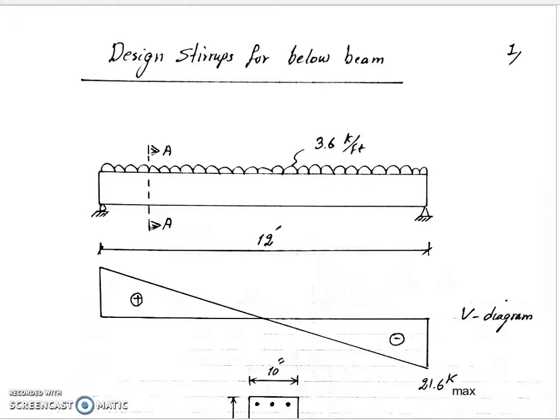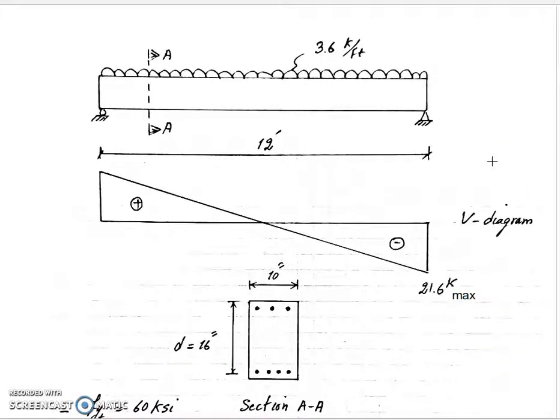Hello guys, in this video we are going to design stirrups for our concrete beam. So this is our 12 feet long concrete beam with a 3.6 kip per foot distributed load on it. So our shear diagram is this one. So 21.6 kips is our maximum shear on this beam.